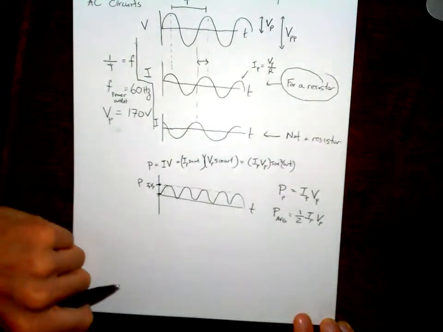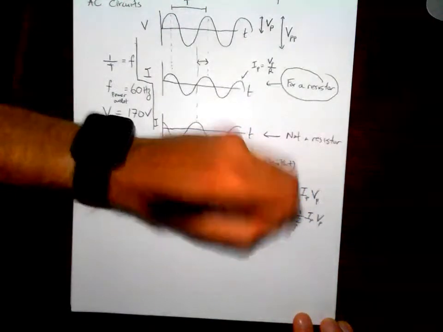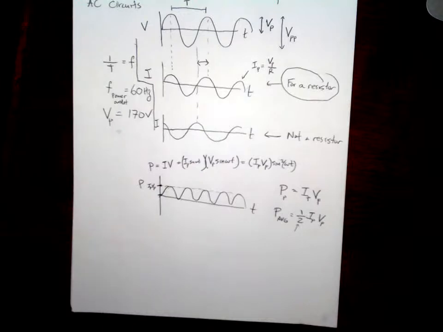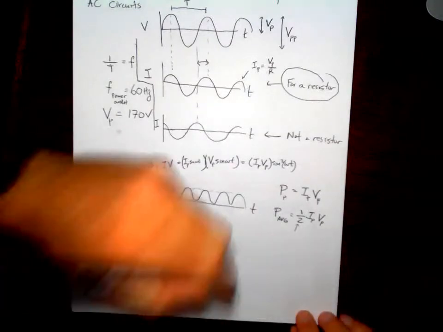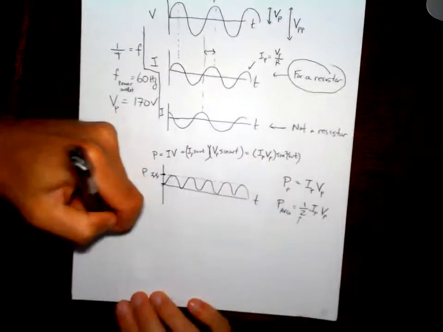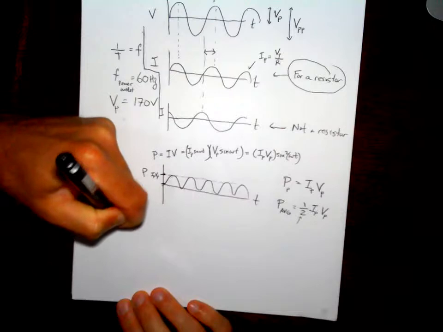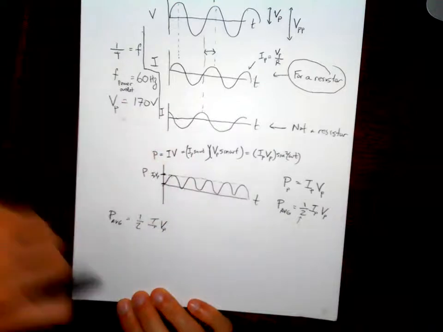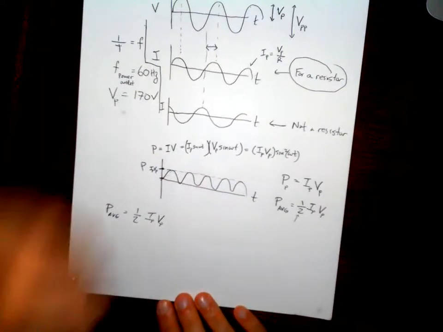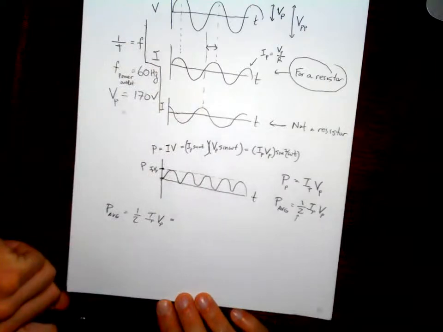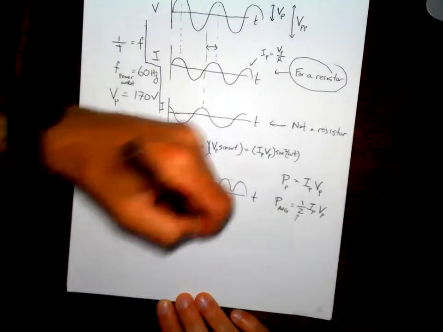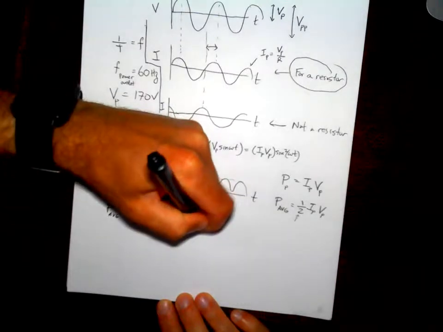All right, so this takes into account the wiggles. Now, oftentimes this is written as: the average power is 1/2 peak current times peak voltage, which is going to be equal to, I could write 1/2 as square root of 2 times square root of 2.